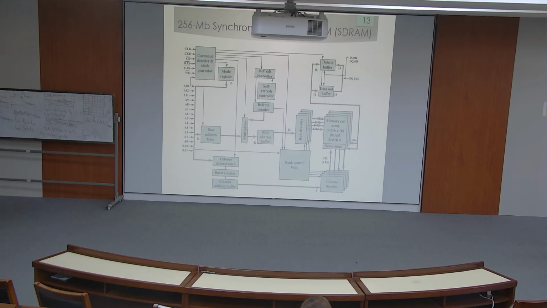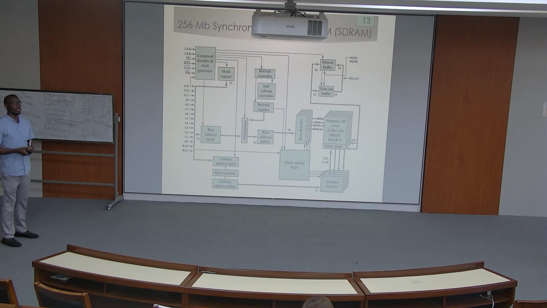Here we have a 256 megabyte synchronous DRAM. As you can see, it includes the command decoder and clock generator. Here we have the clock signal. We have the row address strobe to latch a row, and we have a column address strobe to latch a column, and then we have a write enable for power management. Then we have the address pins A0 up to A10, and we have the BA0 and BA1 pins for bank selection.